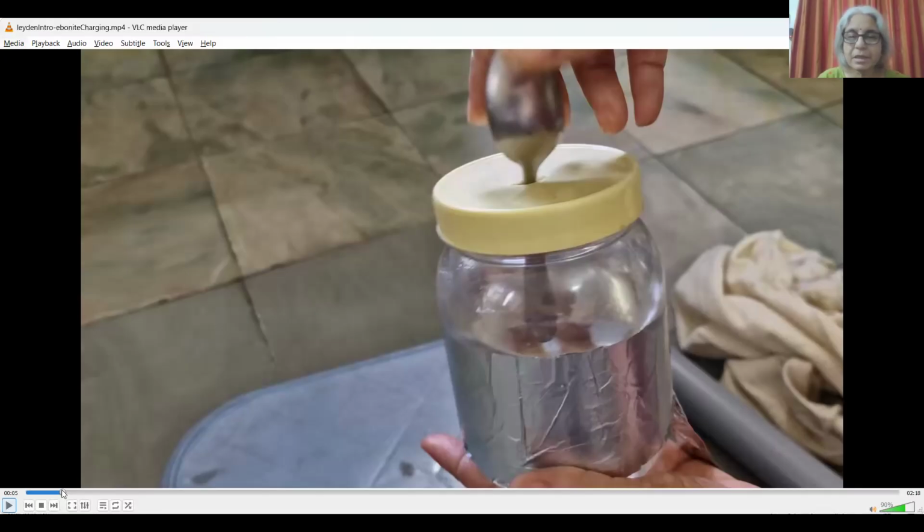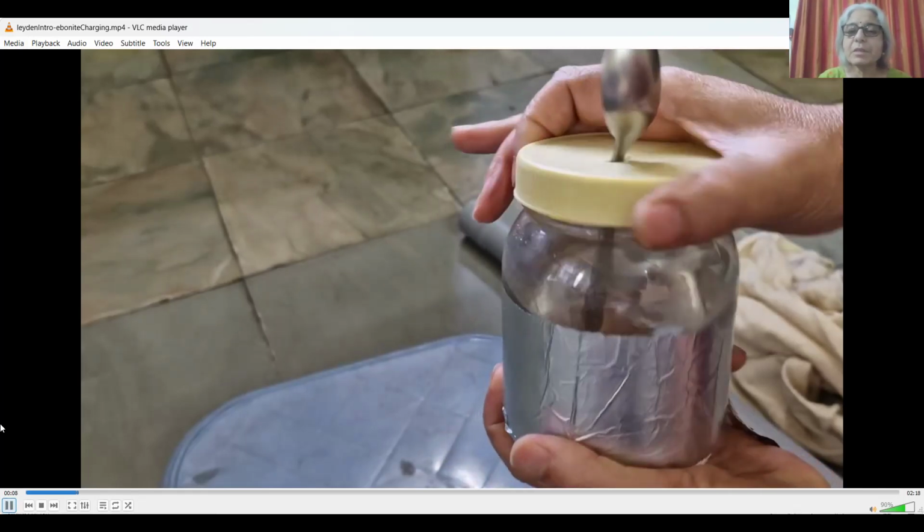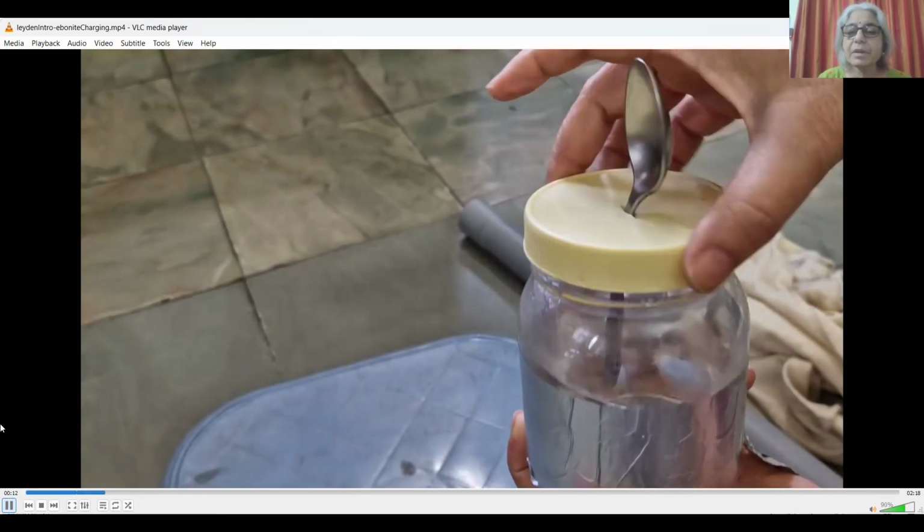Here is our Leyden jar. It's just a PET bottle, and there's a stainless steel spoon that has been introduced through the hole in the cap, and it's partially filled with water, to which 1 teaspoon of salt has been added.